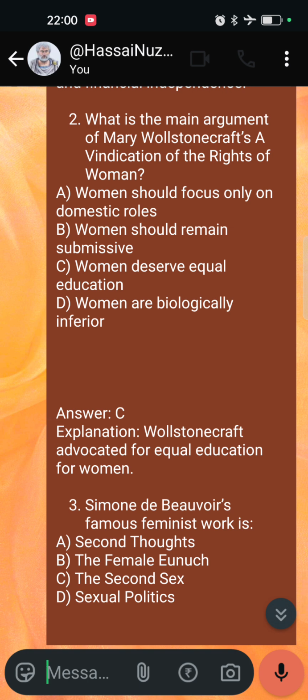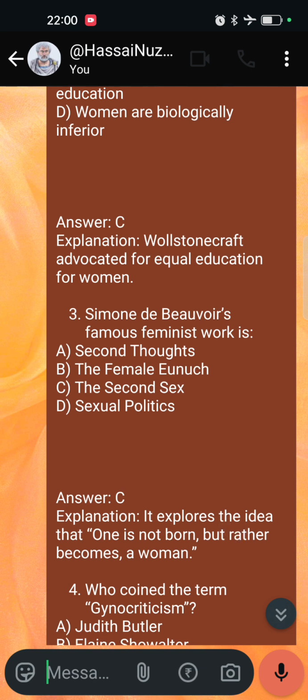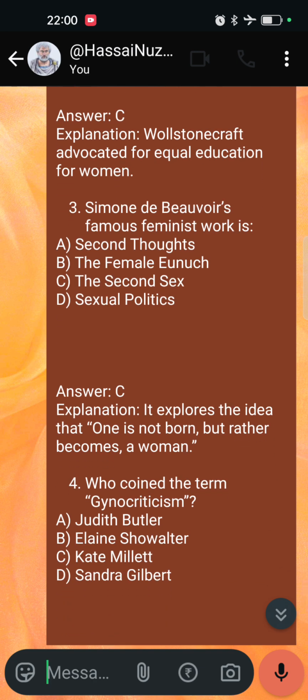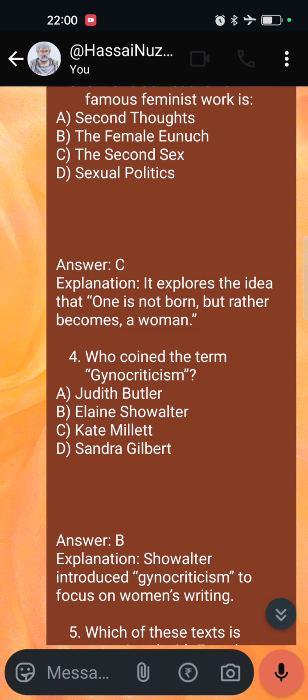Third question. Simone de Beauvoir's famous feminist work is? Answer C. The Second Sex. It explores the idea that one is not born but rather becomes a woman. Fourth one. Who coined the term gynocriticism? Answer is B. Elaine Showalter. Showalter introduced gynocriticism to focus on women's writing.